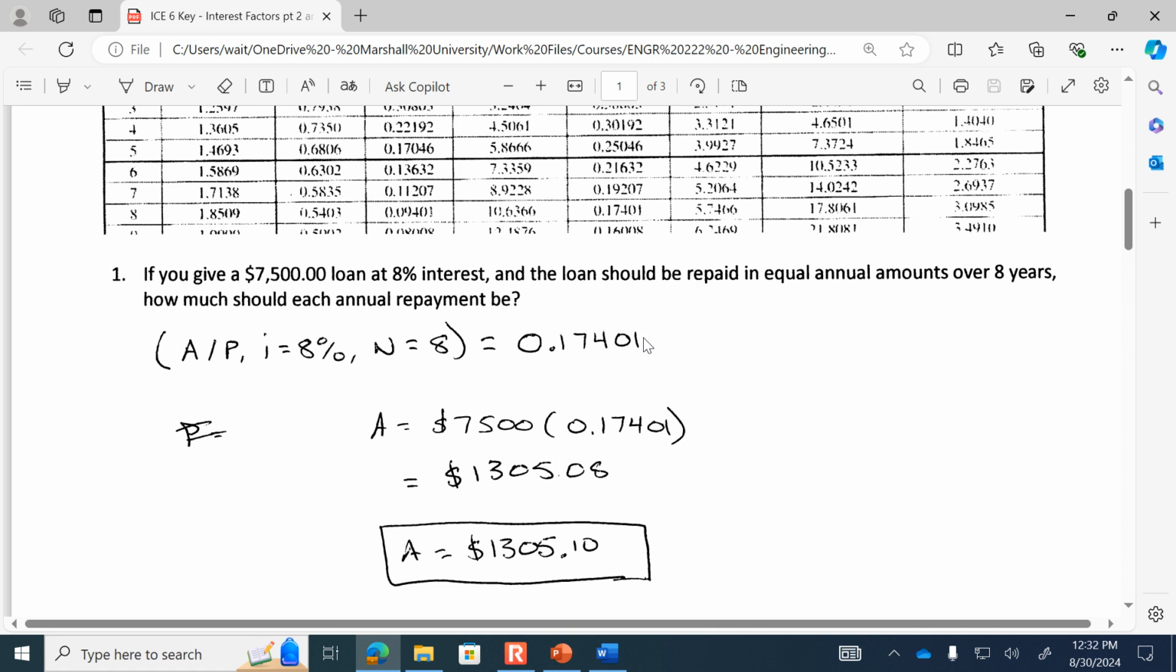$1,305.10 is how much each annual repayment installment should be. That's the economically equivalent value. 8 payments of $1,305 is the same as a lump sum of $7,500 now when I equals 8%. So any questions about that first one?